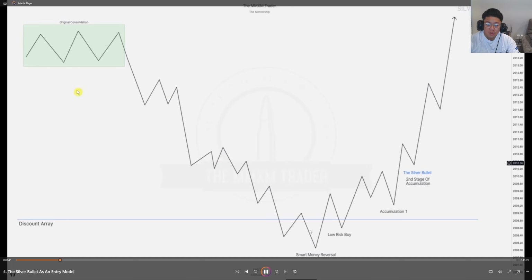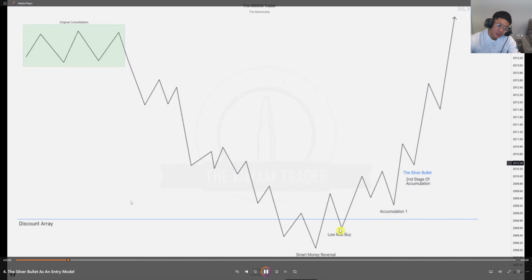So here we got a crude depiction of how a market maker model looks. We got smart money reversal, consolidation, boom, low risk buy up here, right? And then you see it hitting a key level once again, taking out the higher low, so that's a great sign of breaking bullish structure. Then up here, boom, boom, and the first area over here, that is the accumulation phase, then boom, a market maker buy model.